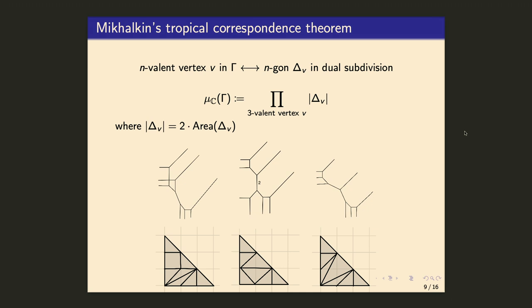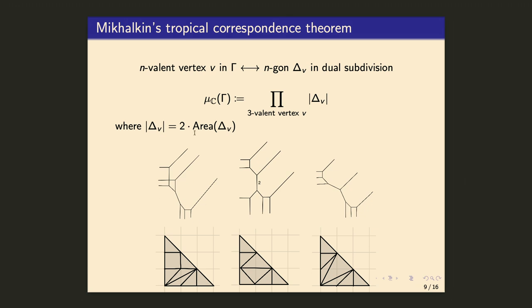So let this mu c gamma be the product over all the 3-valent vertices. So we ignore this quadrilateral here. And what are the factors? We just take 2 times the area of the dual triangle. So I was planning to write it down here.